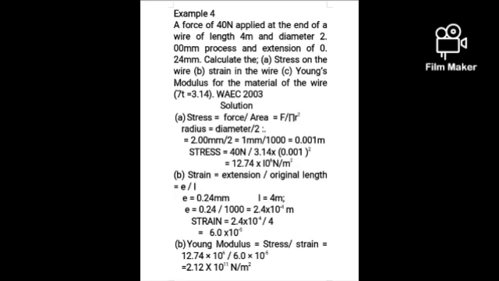Okay, now strain is given as extension over original length, that is E over L. E is given as 0.24 mm and L is equal to 4 meter. So now E, you convert it to meter, I've said it before, that is 0.24 divided by 1000, you get 2.4 times 10 raised to power minus 4 m. Now strain will be 2.4 times 10 raised to power minus 4 divided by 4, the length, that you get 6.0 times 10 raised to power minus 5.